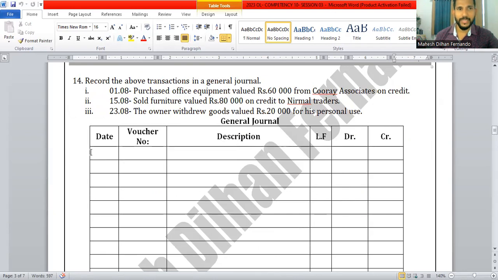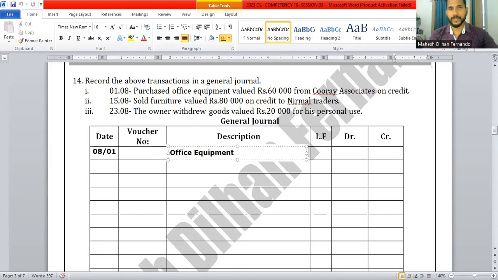Write as I say. First you have to write the date. The date is 8th of January. The voucher number is not given here, so don't worry about it. Write exactly as I write. Now what is the account to be debited? That is the office equipment account.